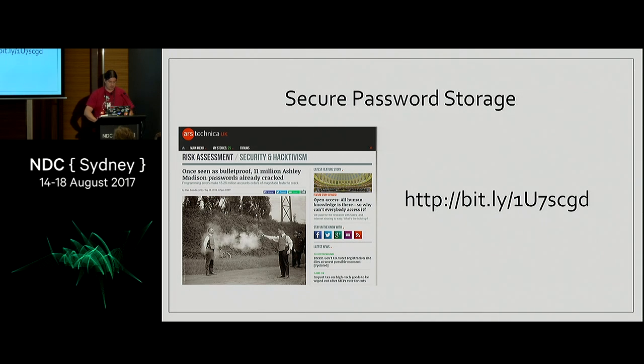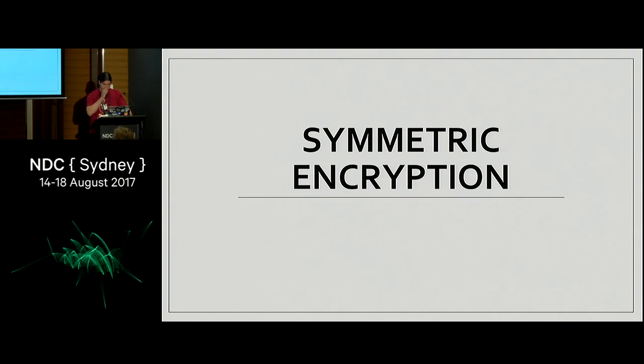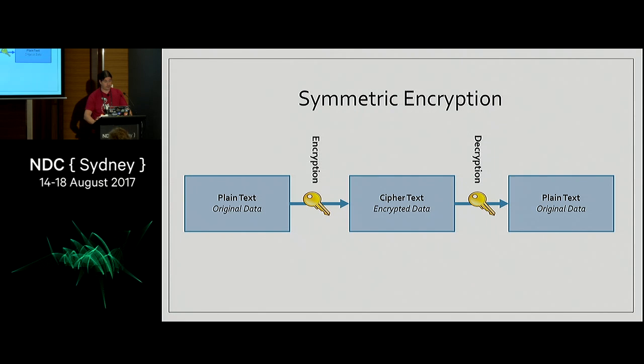Okay, so we've talked about random numbers, hashing, authenticated hashing, and passwords. So let's move on to encryption. The first one we'll look at is symmetric encryption. The way this works is you have an encryption key, you use that to encrypt some data, and to decrypt that data, you use the same encryption key. So that's why it's called symmetric.